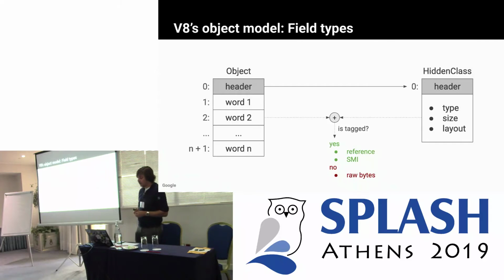And together with your hidden class, you can always answer the question, hey, I have an object O with a specific hidden class, and I have offsets in there. And then you can answer the question whether offset 2 is a SMI, is a reference, or whether it's raw bytes.